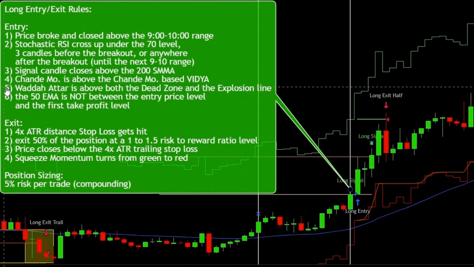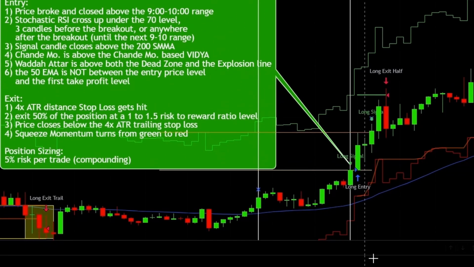Moving on, we have only 2 rules left for a valid long entry, and the fifth rule is that the WADA-ATAR is above both the dead zone line and the explosion line.